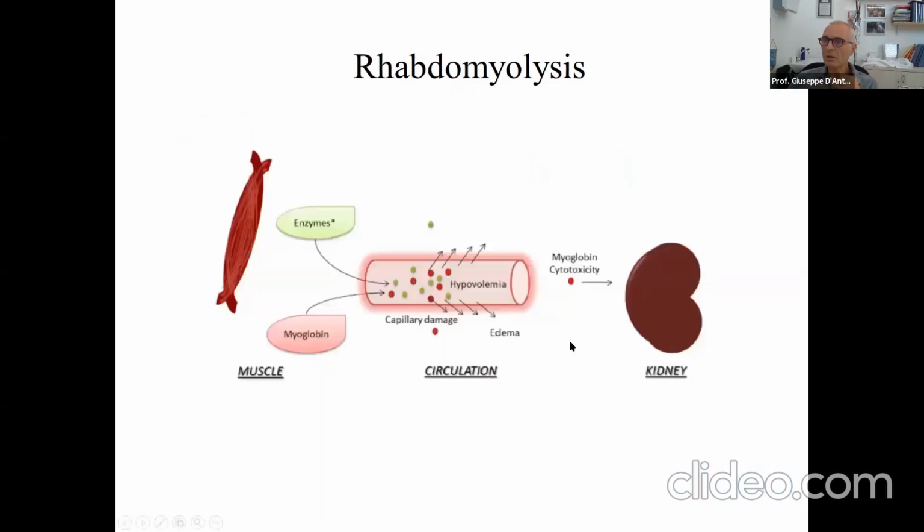After the muscle destruction, myoglobin and the enzymes are released into the circulation and damage the capillaries. This leads to fluids leaking into the interstitium and causing edema. Hypovolemia then arises and decreases the renal blood flow. This, in combination with myoglobin toxicity, causes an acute kidney injury.